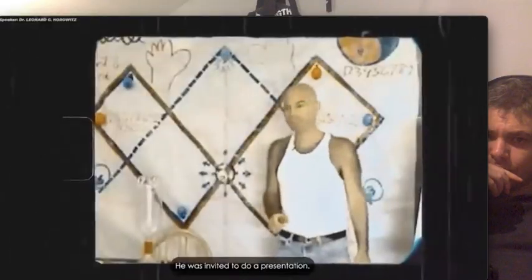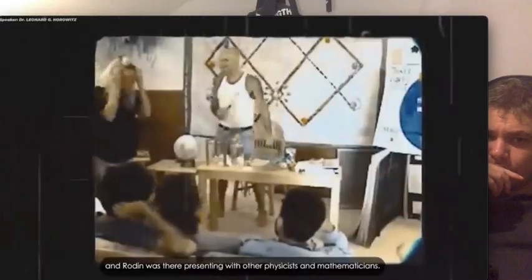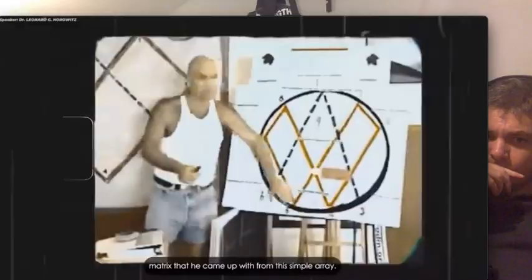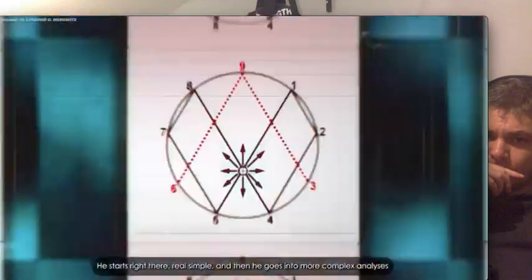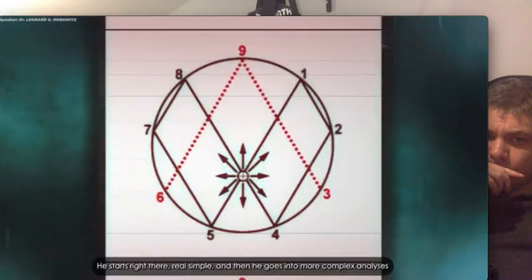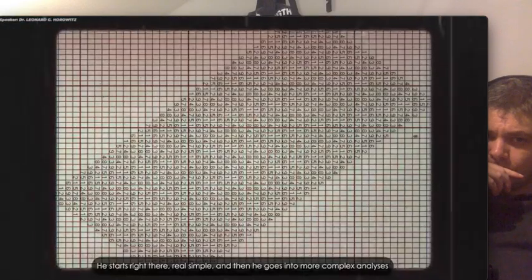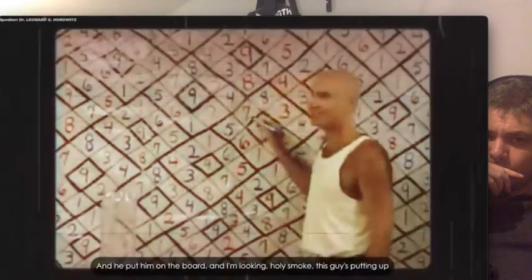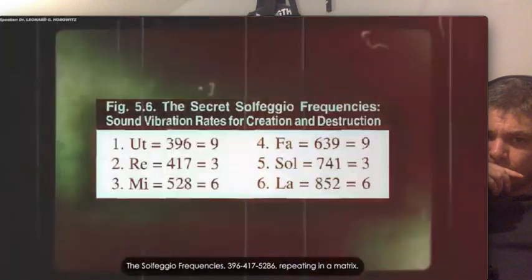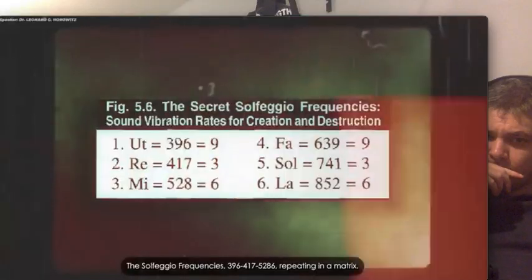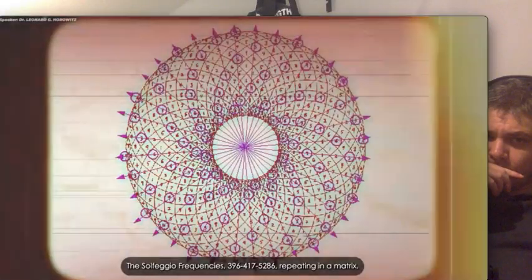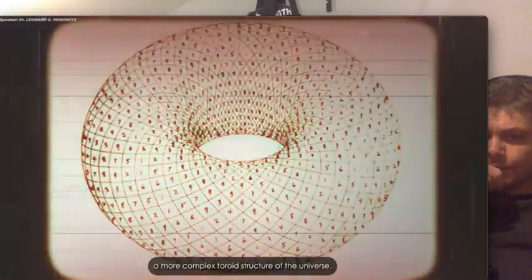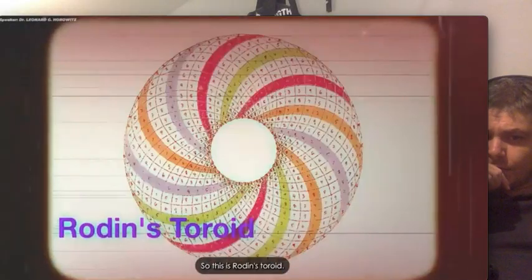He was invited to do a presentation. I was sitting in a living room in Hawaii, and Rodin was there presenting with other physicists and mathematicians, and he started to put up these numbers of his matrix that he came up with from this simple array. He starts right there, real simple, and then he goes into more complex analyses where he creates the matrix of the universe. And he put them on the board, and I'm looking, holy smoke, this guy's putting up the solfeggio frequencies. 396, 417, 528, 639, repeating in a matrix. And from this simple work, he developed the more complex toroid structure of the universe. So this is Rodin's toroid.